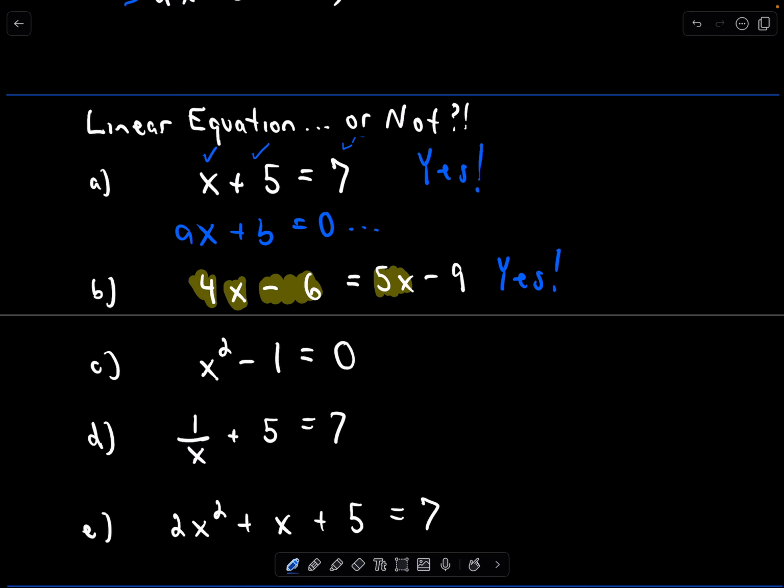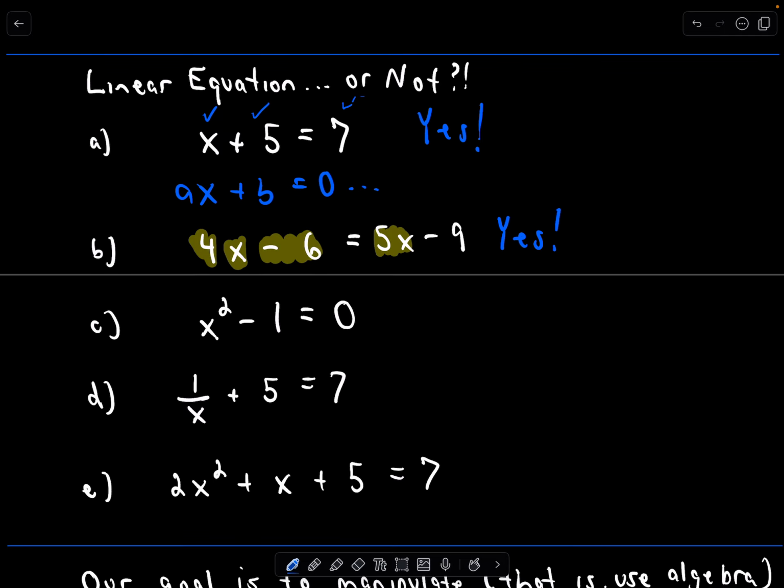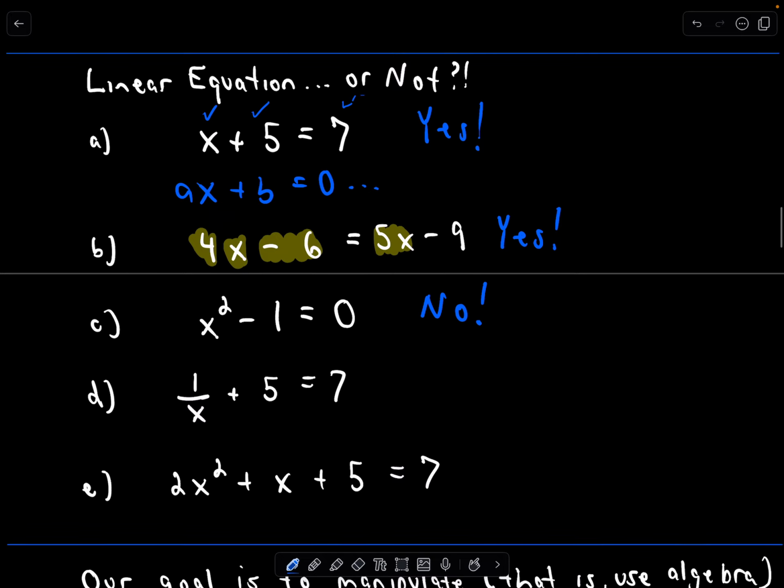Now, things that you don't want: we don't want x to any power other than positive 1. So in part C, I have x squared minus 1. This exponent of 2, that's messing things up. This is not going to be a linear equation. Again, it is what's called a quadratic equation. Well, let's look at D.